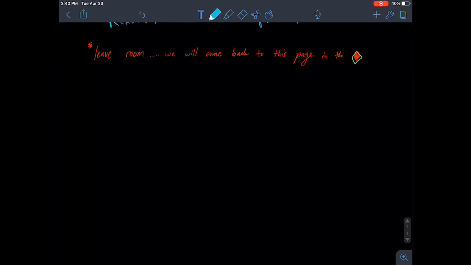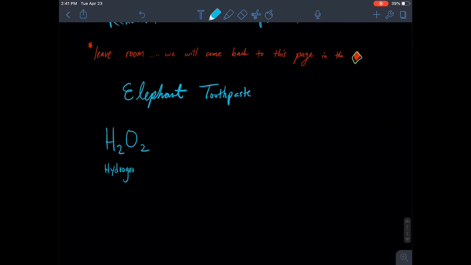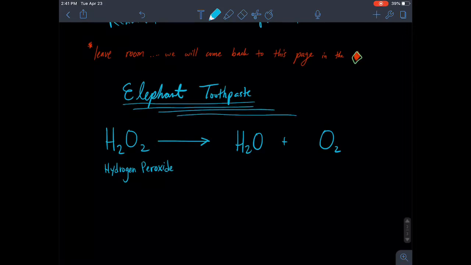So now we're going to record the reaction that we observed with the hydrogen peroxide and the elephant toothpaste. Elephant toothpaste actually has a pretty simple chemical formula. We have H2O2, which is the chemical formula for hydrogen peroxide. And the hydrogen peroxide is an example of a reaction, see if you can guess it before I tell you, where it splits into H2O and oxygen. Since it splits into those two, this is an example of a decomposition reaction.